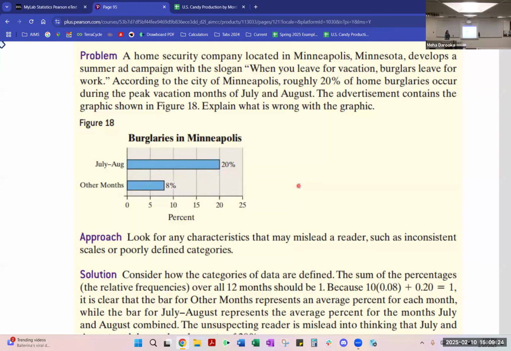You can see we have the percentage on the horizontal axis: 0, 5, 10, 15, 20, 25, right? That's the percentage of burglaries that happened. They are showing you July and August at 20% burglaries, and the other months they are showing 8%.